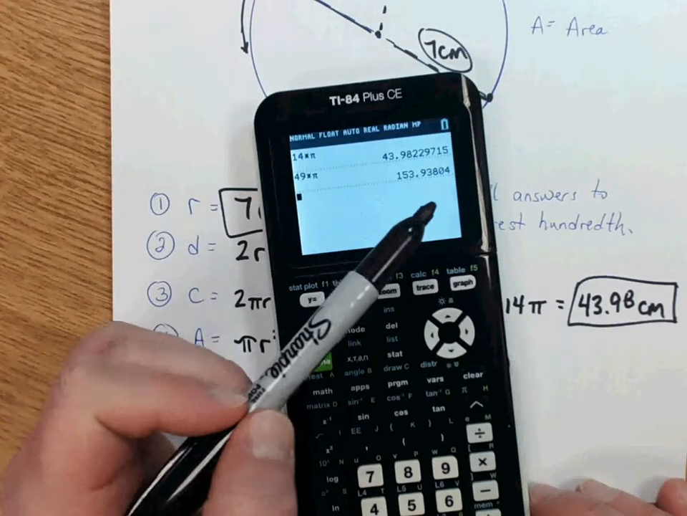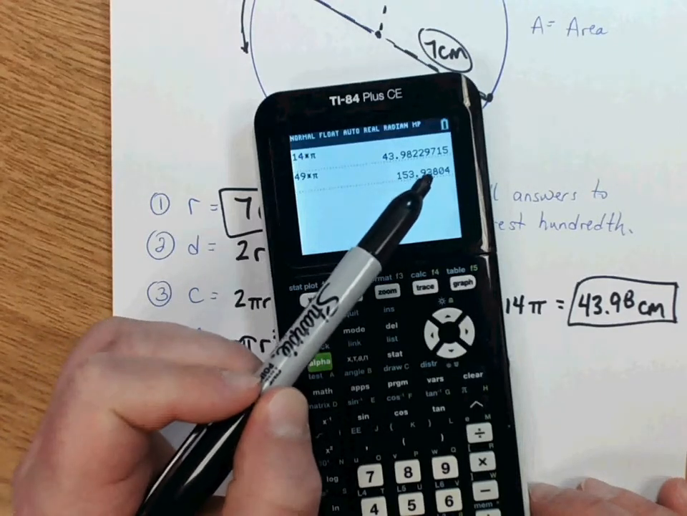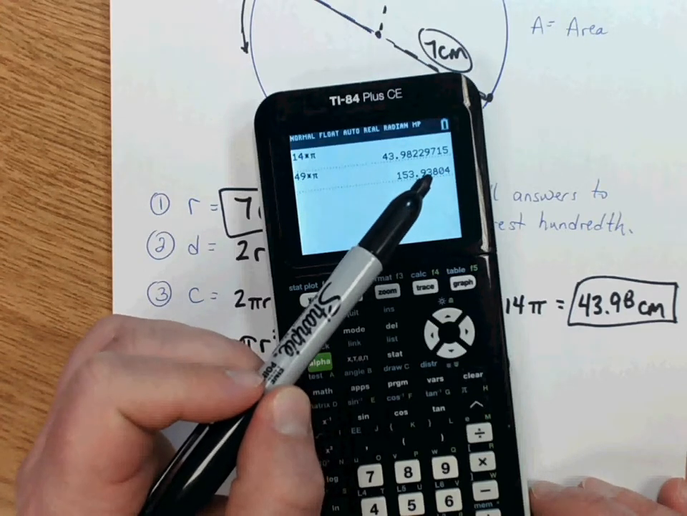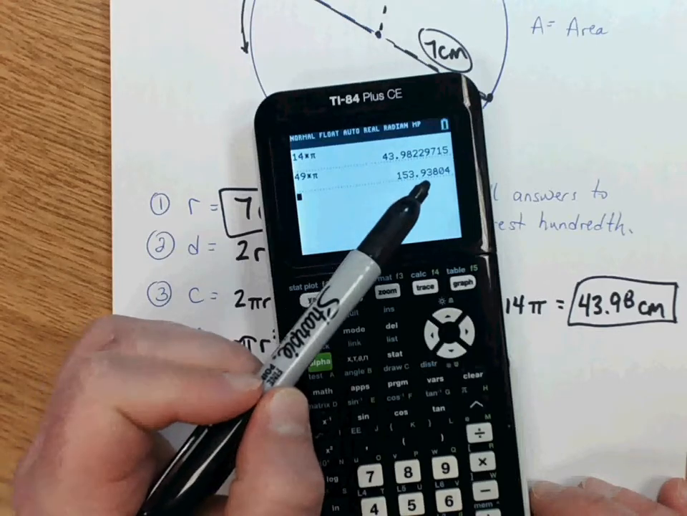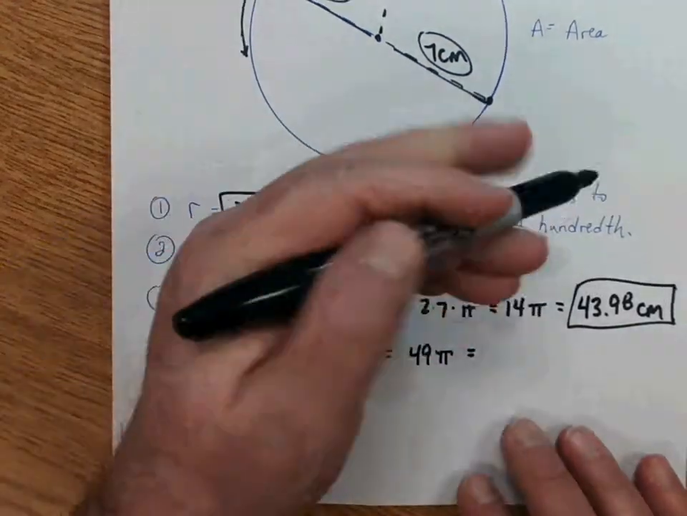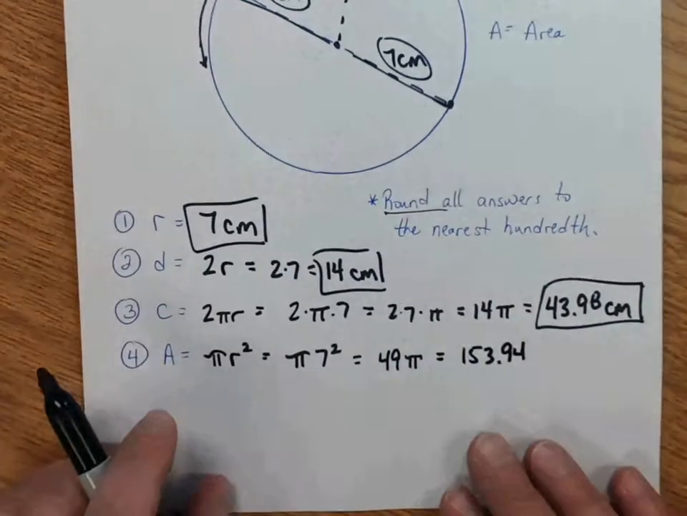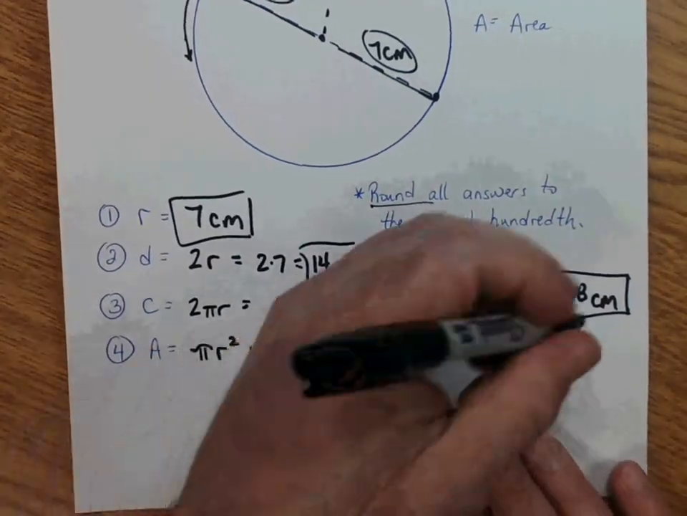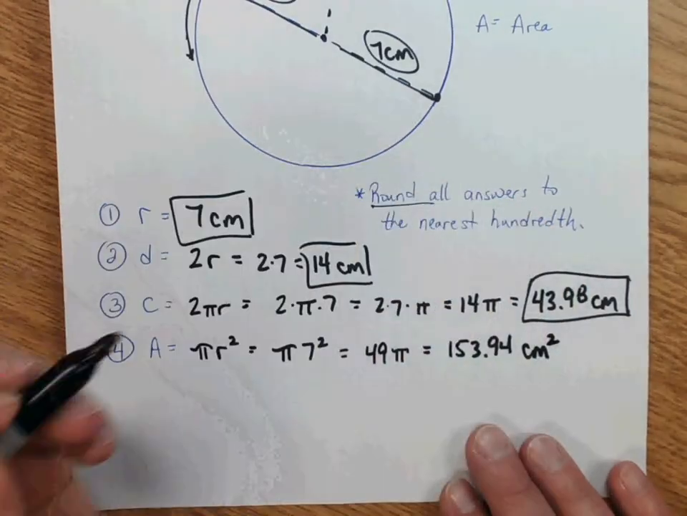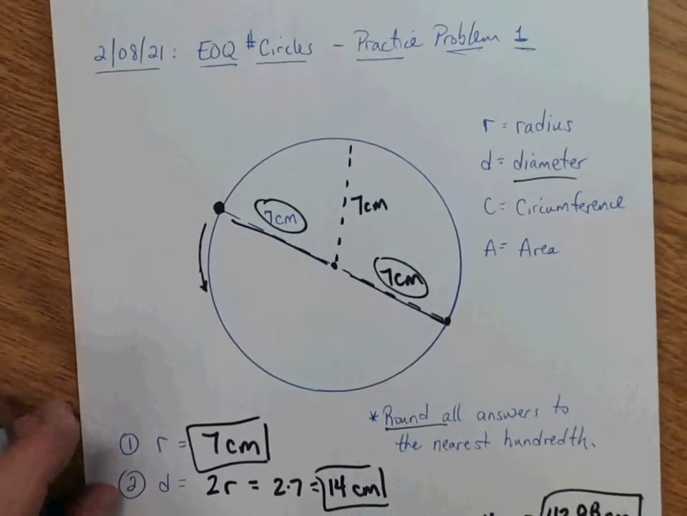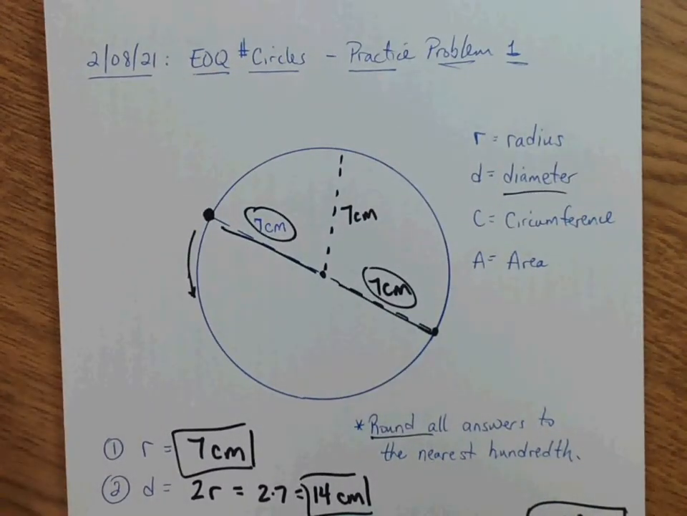Now look at the difference. Here it's 153.93, but look at the number behind the 3. It's an 8. 8's large, so we round this 3 to a 4. 153.94. And because it's an area, this isn't centimeters, it's square centimeters, or centimeters squared. Okay, that is practice problem one on Monday, February 8th.